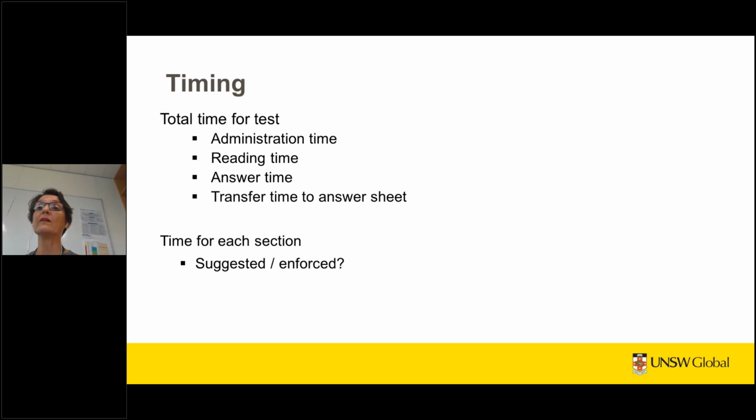You know, you have to decide how the test is going to be administered, and then all this knocks on from that. And is the time for each section going to be a suggested time or an enforced time? If you say, well, you should take about 20 minutes for the first section and 15 minutes for the second and 30 minutes for the third, but if they don't take that time, is that okay? Or are you going to take away the papers so they have to take that time? You've got to work that out.